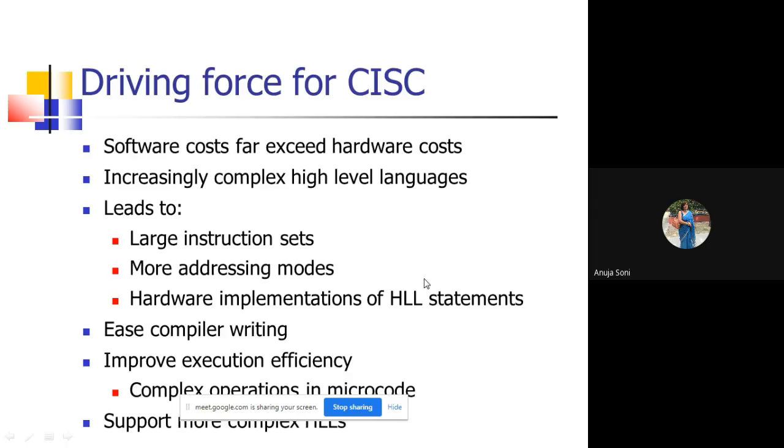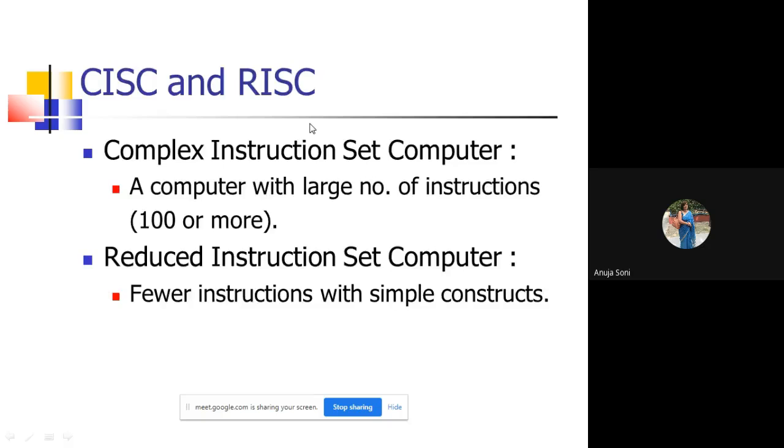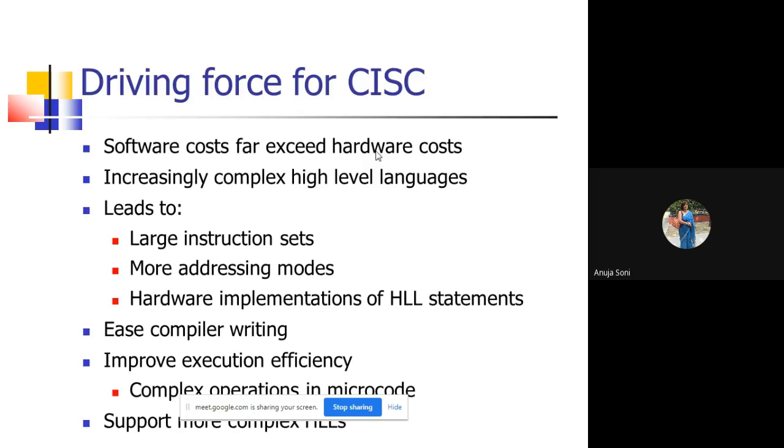And what are the different characteristics of CISC, complex instruction set computer? The software costs far exceed hardware costs. Here, if you compare the software cost and the hardware cost, the software cost is comparatively higher than your hardware cost. And increasingly complex high-level languages. So what kind of programming languages does it support?